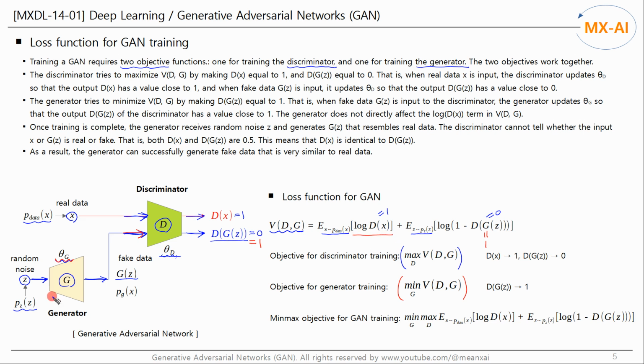Once training is complete, the generator receives random noise Z and generates G of Z that resembles real data. The discriminator cannot tell whether the input X or G of Z is real or fake. That is, both D of X and D of G of Z are 0.5. This means that D of X is identical to D of G of Z. As a result, the generator can successfully generate fake data that is very similar to real data. Therefore, the min-max objective function for GAN training can be written as follows.